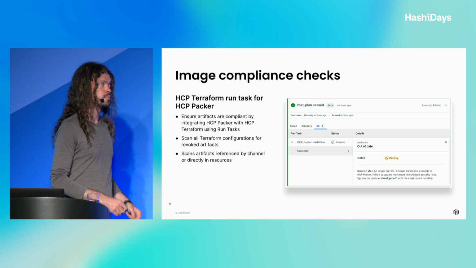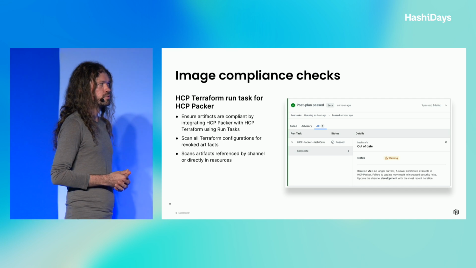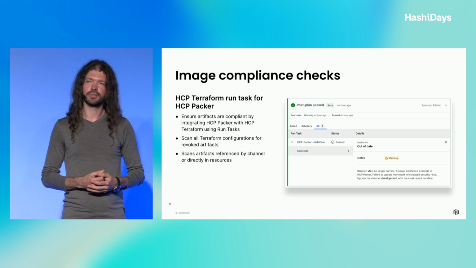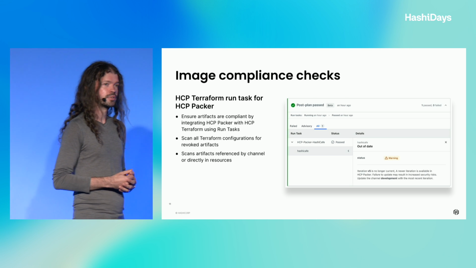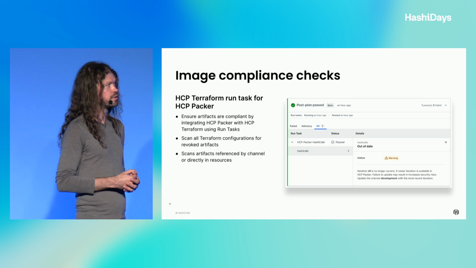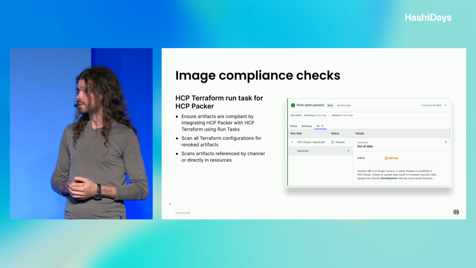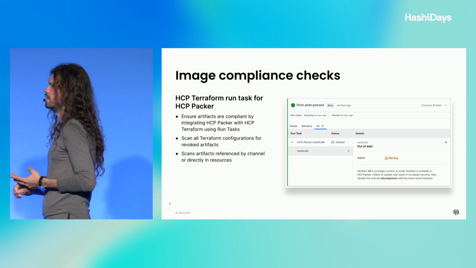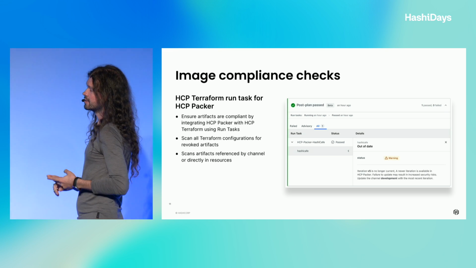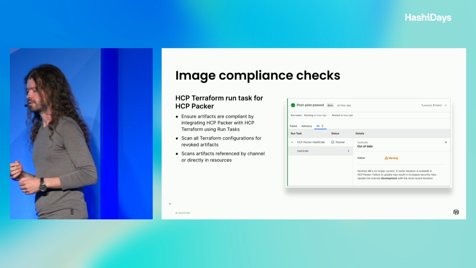And finally, we're also going to run some image compliance checks. These are so-called run tasks at the end of HCP Terraform runs. In this demo here, we're going to use such a check to make sure that the AMI that we're using to deploy an EC2 instance is not revoked and is still correctly up to date. And also, we're going to make sure that if it is not the case, it's not going to let us continue with our Terraform deployment.